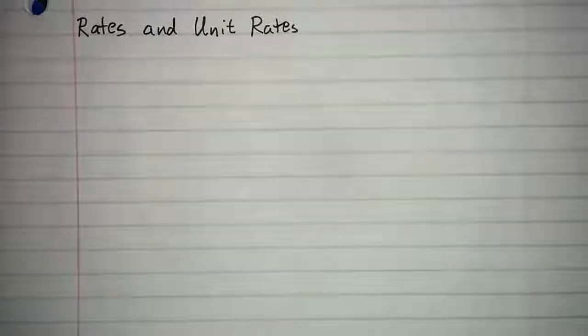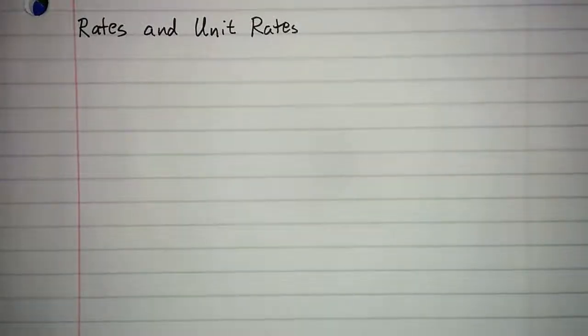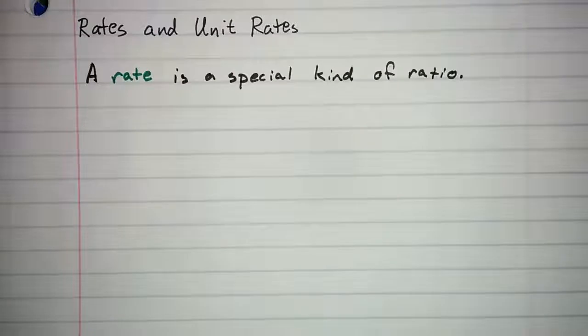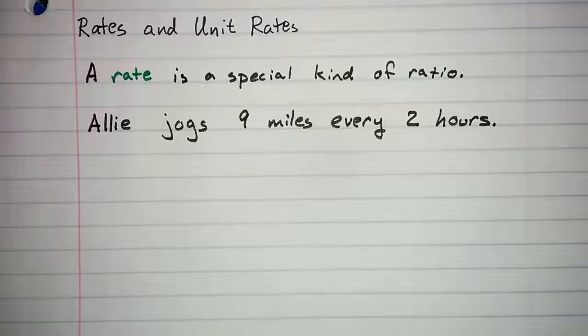Let's take a moment to talk about a special kind of ratio called a rate. Now I'm going to start by giving you an example of a rate, and then we'll talk about what exactly it is that makes this a rate. Let's say that we know that Allie jogs 9 miles every 2 hours.